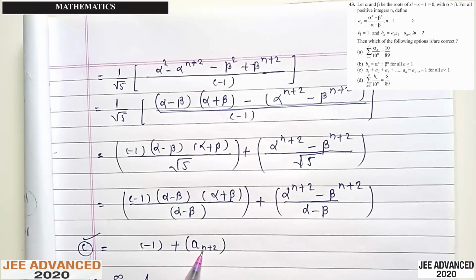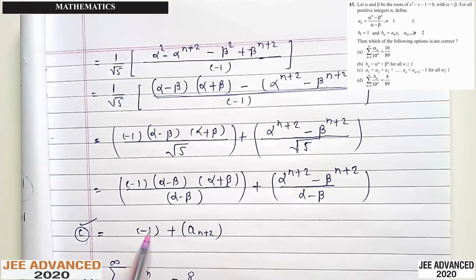So this is the value for a n plus 2 by using a n, which is equal to alpha raised to n plus beta raised to n upon alpha plus beta, alpha minus beta. So this is the value I generated by using a n. So option number C is true over here.